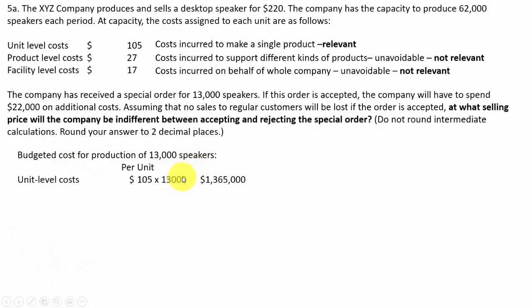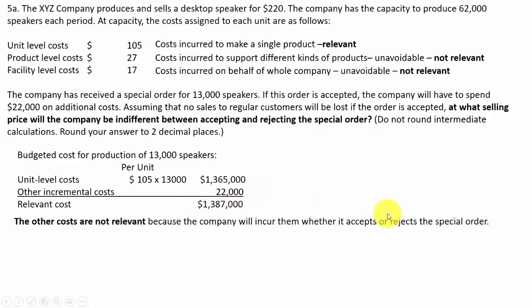Okay, so the budget for making 13,000 speakers is going to be as follows. You're going to have the unit level cost, that's that 105 times the 13,000 special order, which means these speakers, if you do this special order, are going to cost $1,365,000. Other incremental cost, we said that if you take this order, they have to spend an additional $22,000. Okay, so there it is.